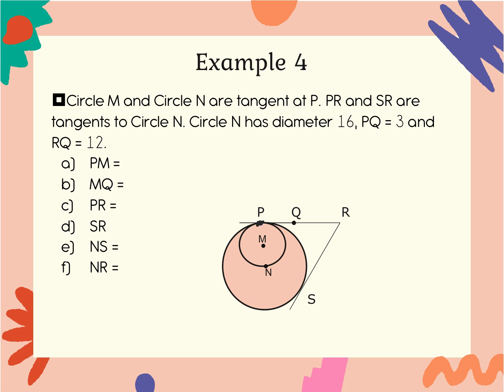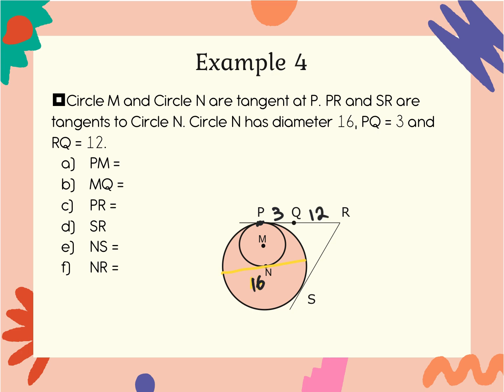It says PR and SR are tangent to circle N, so the big circle. And circle N has a diameter of 16. Because we know it has a diameter of 16, I'm just going to go ahead and draw it. So it's going to be 16. They're telling us PQ, so this segment right here, is 3. And they're telling us RQ is 12.